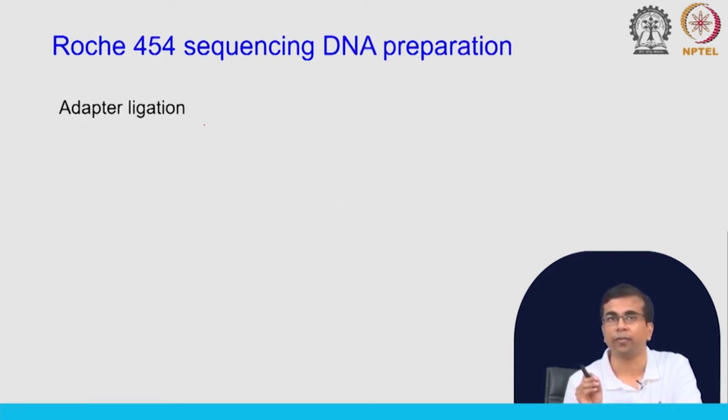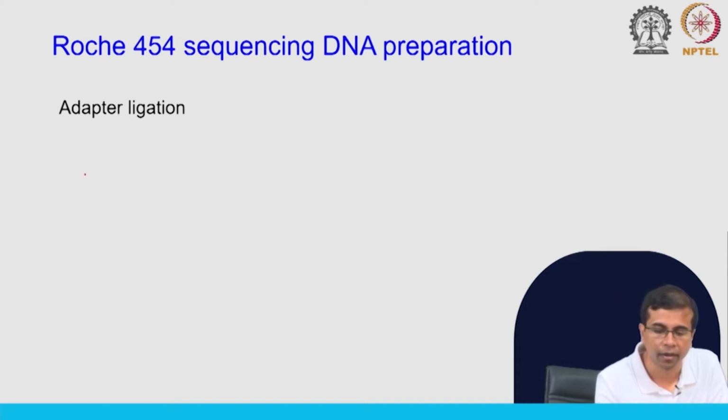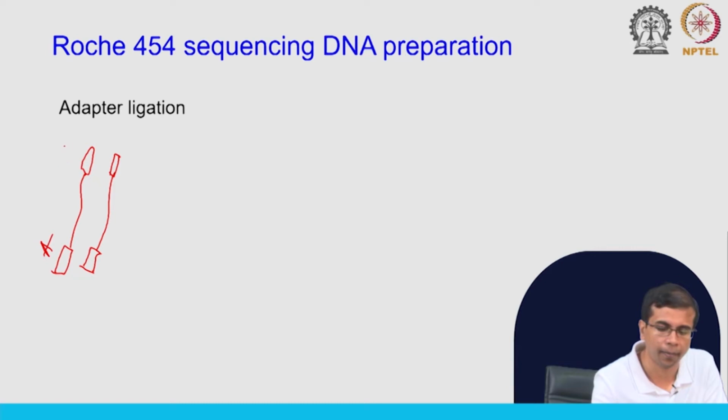One of the first things we do is adapter ligation. We have mentioned that we have this DNA fragment, and we can have these adapters A and B at these two ends of the fragment.